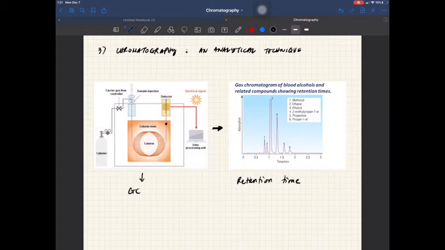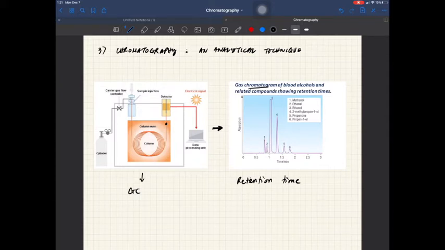The time it takes for the analyte to be eluted from the column to the detector is what we call the retention time. If the analyte is eluted first, it means it is not so strongly attracted to the column, and if it is eluted last, it means it is strongly attracted to the column. What we often see in gas chromatography and HPLC is a chromatogram. The chromatogram shows the retention time of different components in a mixture.